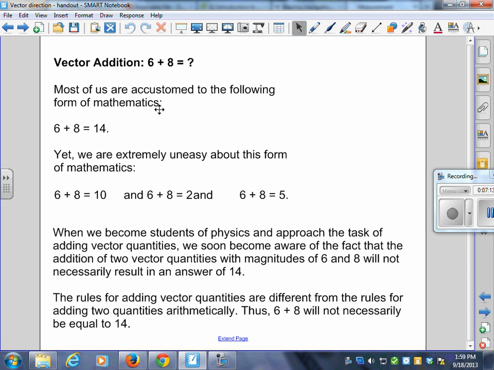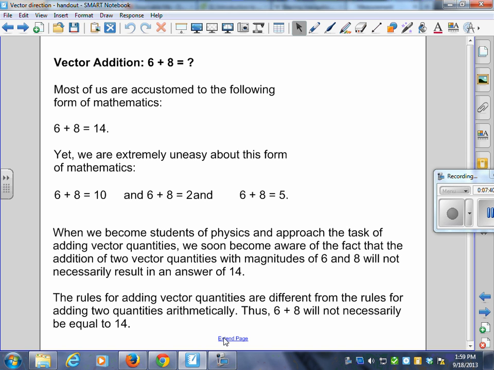When we become students of physics and approach the task of adding vector quantities, we soon become aware of the fact that the addition of 2 vector quantities of magnitude 6 and 8 will not necessarily result in an answer of 14. They might not. How's that going to work? That's not going to be so easy, is it? Hannah's already worried. I can tell. She's worried. The rules for adding vector quantities are different from the rules for adding 2 quantities arithmetically.